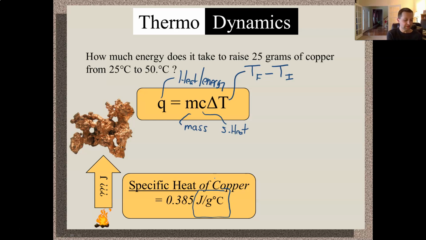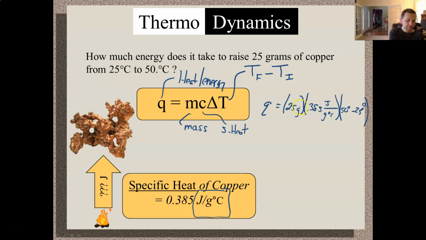We have Q equals mc delta T. So Q is equal to the mass, which we said was 25 grams, the specific heat capacity for copper, which is C, so that's 0.385 joules per gram degree Celsius, times your change in temperature. So that's T final minus T initial. So it's 50 degrees minus 25 degrees.